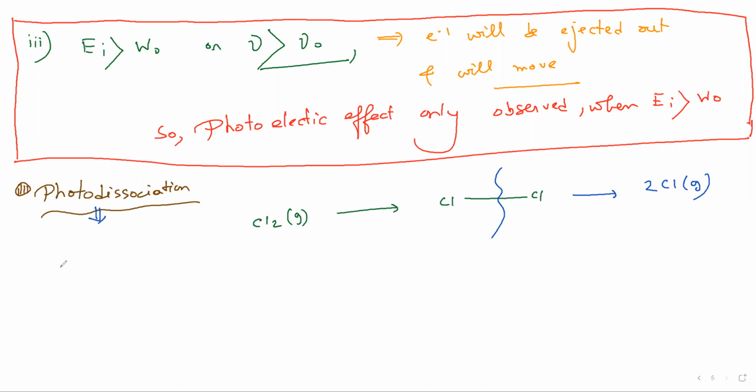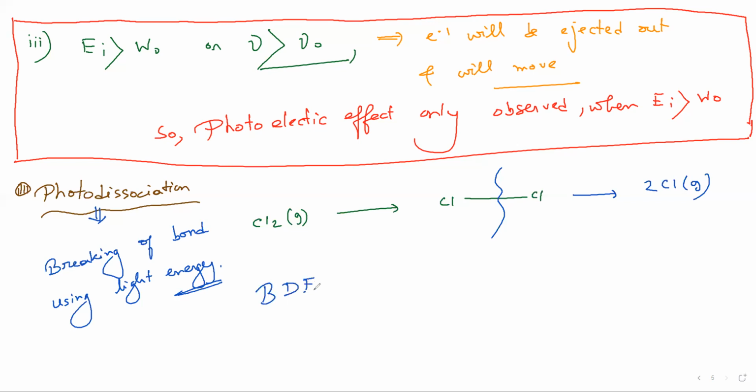What is photo dissociation? Breaking of a bond using light energy. Any doubt? This is known as BDE. BDE full form is bond dissociation energy, because this one is a bond. Bond breaking takes place. Breaking means dissociation, and due to breaking this bond, some energy is required. This energy is called bond dissociation energy.